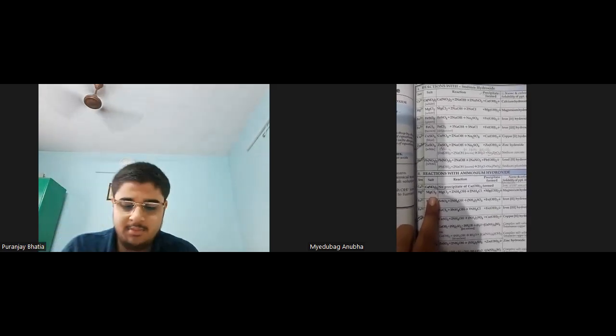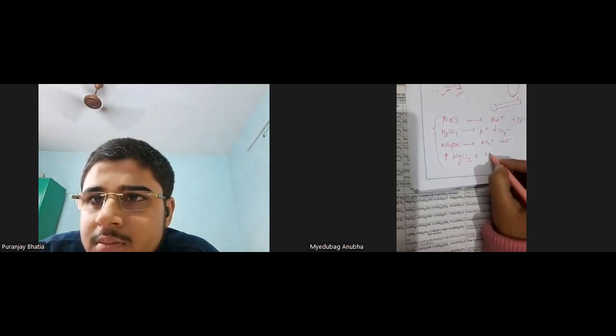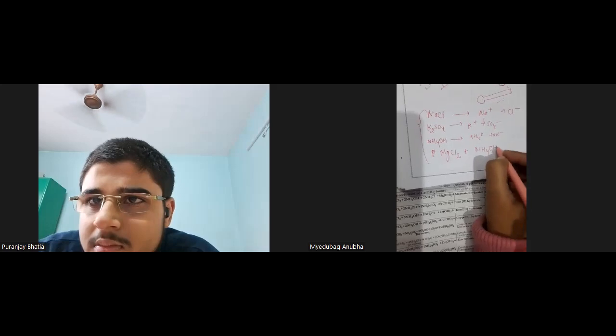Now coming towards the second ion, that is magnesium, Mg2+. The salt you are taking here is magnesium chloride. As you know, magnesium chloride is a shiny white colored salt. When it reacts with NH4OH, that is ammonium hydroxide, let me show you how the reaction will go. For example, we have taken MgCl2 and it is reacting with NH4OH.